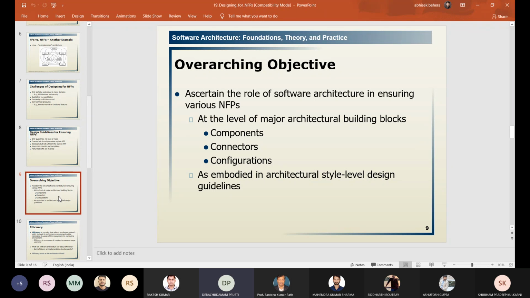The overarching objective ascertains the role of software architecture in ensuring the various non-functional properties at the level of major architectural building blocks. We have already discussed three things: the component, the connector, and their proper configuration. It is embodied, meaning properly configured, in architectural style level design guidelines.